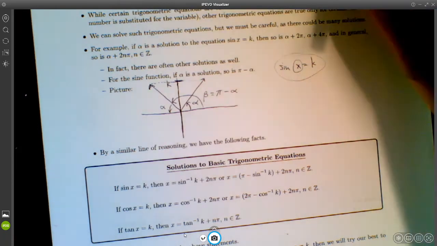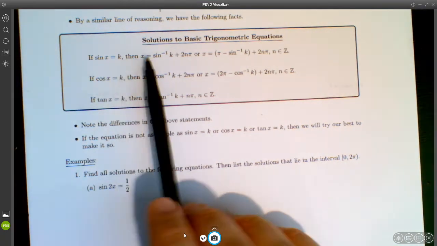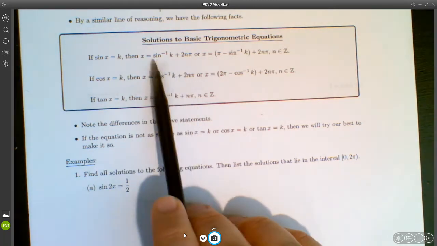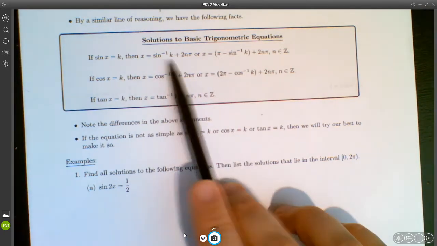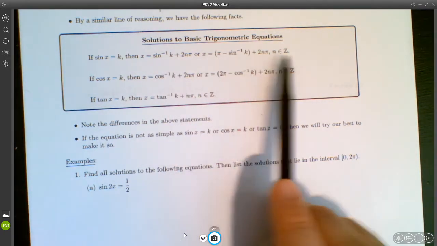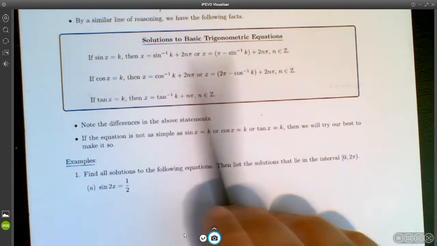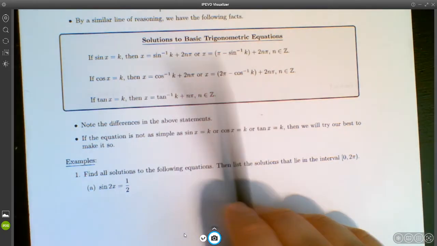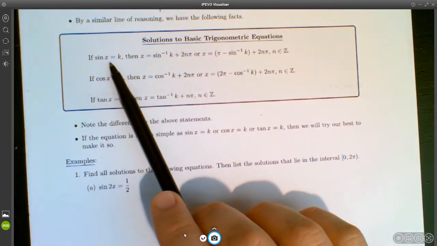When you're working with cosine or tangent, it's a little bit different, right? So for the sine function, if sine x equals k, then x equals sine inverse of k plus 2n pi is one set of solutions, and then the other set of solutions is pi minus sine inverse of k plus 2n pi, right? So those are the two types of solutions. They're going to generate two different infinite solution sets, right? So you're going to have infinitely many solutions to this equation. Okay, so that's for the sine function.